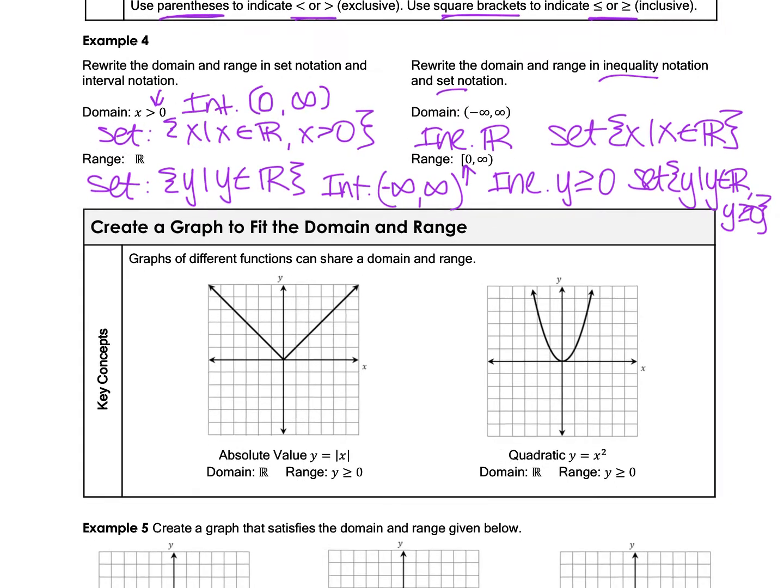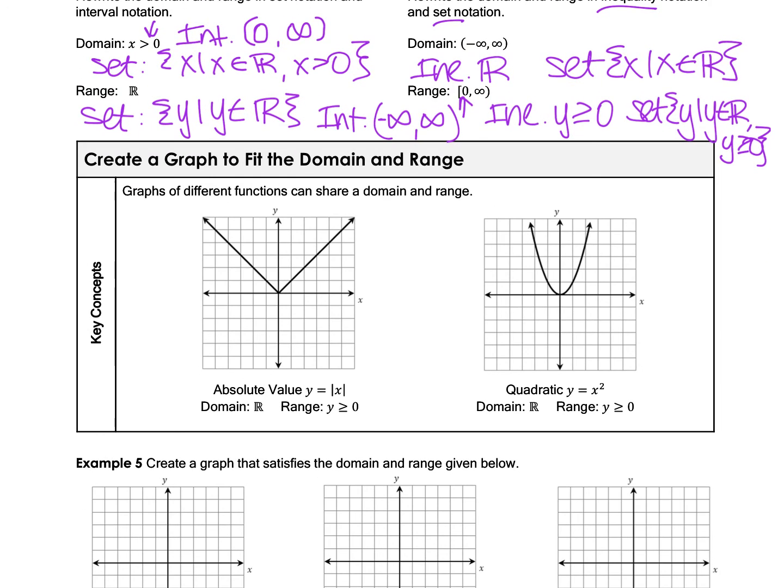This next part, it says graphs of different functions can share the same domain but look different. So notice here, first off, this is an absolute value graph because it's a V. And notice that the parent function is y equals absolute value of x. The domain is all real numbers. The range is y is greater than or equal to 0.